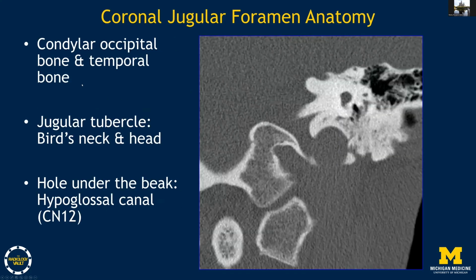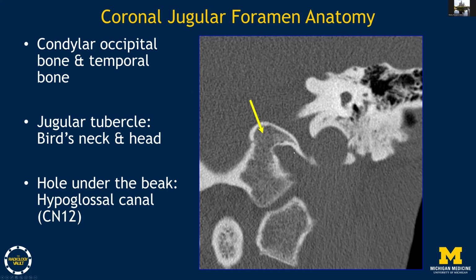Coronal, we're looking at the level of the condylar occipital bone. We can also see the temporal bone, and I'll give you a little clue as to how we're seeing that. This is the jugular tubercle that we have in view. It has this bird configuration. So bird's neck and head. Some people call it an eagle view, or I like to think of it as a turkey. This turkey has an eyeball, and this turkey is looking at the jugular foramen.